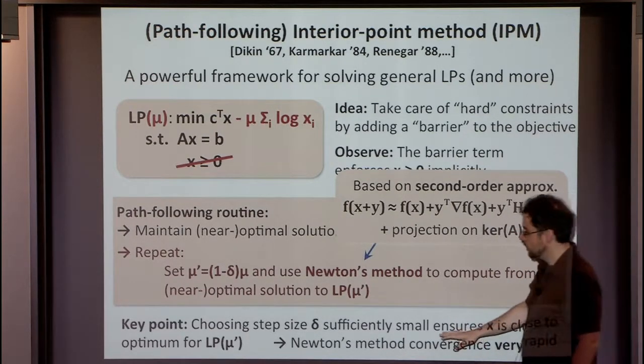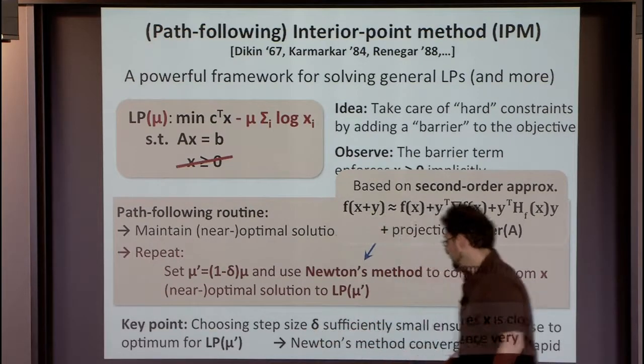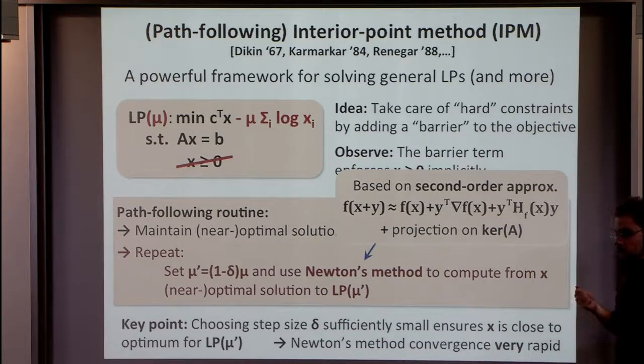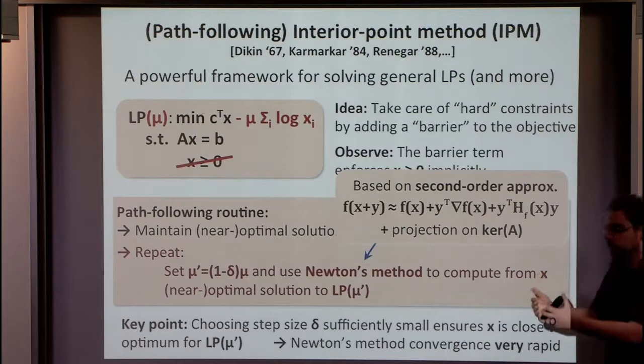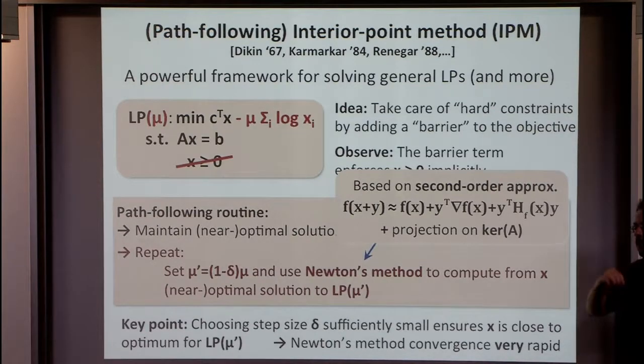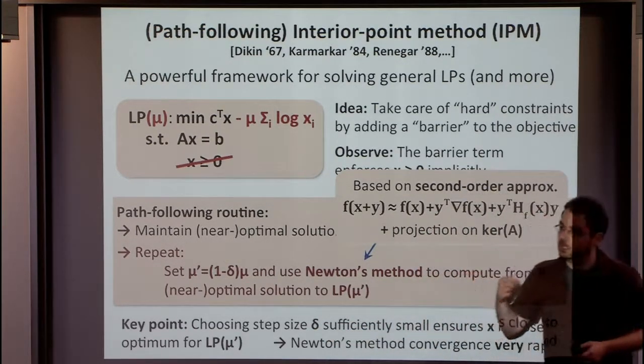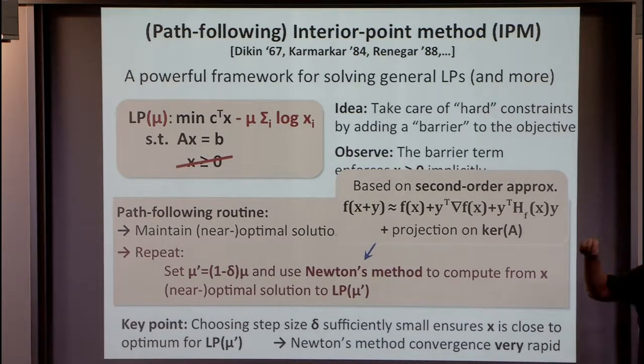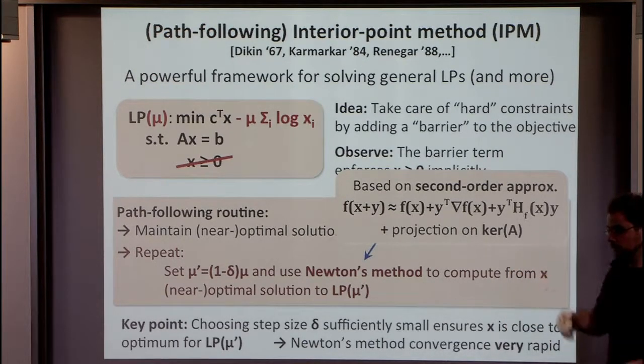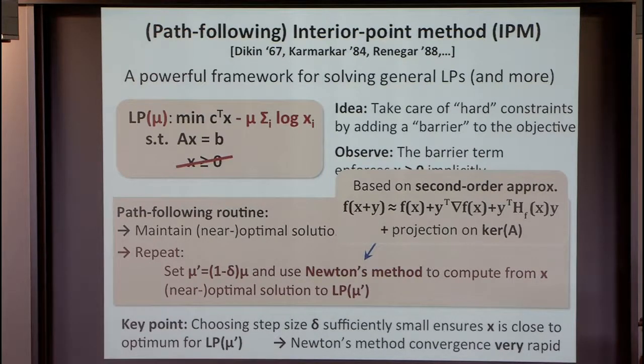So all we are doing here is the choice of delta. It's governed by taking it sufficiently small, so we can ensure that our current solution to the linear program LP mu is close enough to the optimal solution to the linear program LP mu prime. Essentially we want to make sure that our steps are small enough that we always are in the radius of rapid convergence of Newton's method. That depends on the convexity properties of F. It depends on the properties of F.